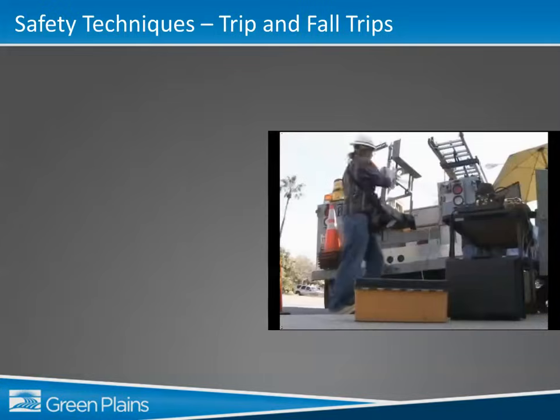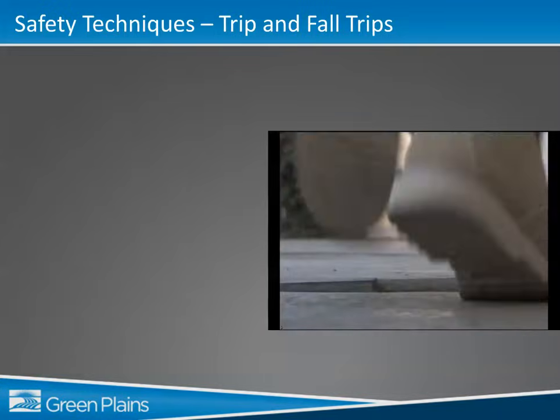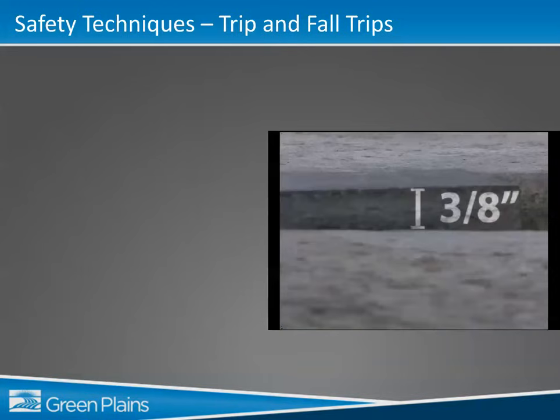Trips and falls occur when the front foot strikes an object and is suddenly stopped. The upper body is then thrown forward and a fall occurs. As little as 3/8 of an inch rise in a walkway can cause a person to stub his or her toe, resulting in a trip and fall.